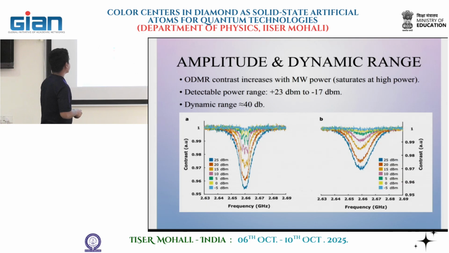This is frequency versus contrast. As contrast increases, the dip is more sharp.